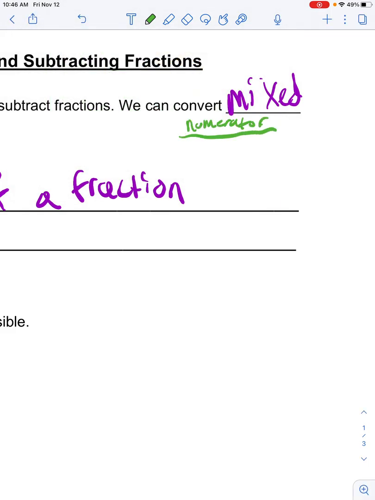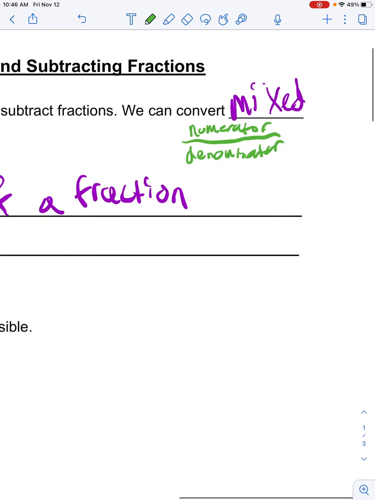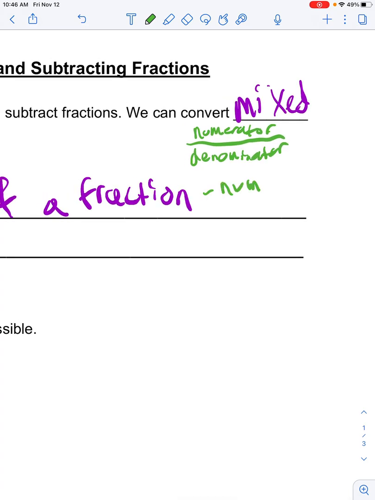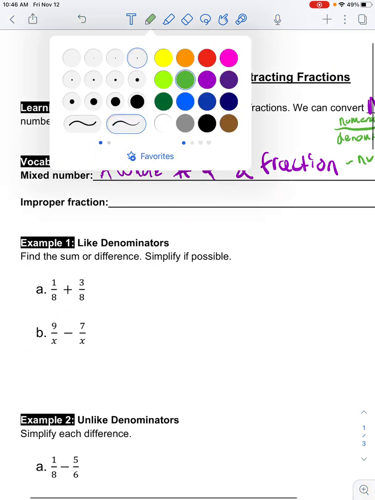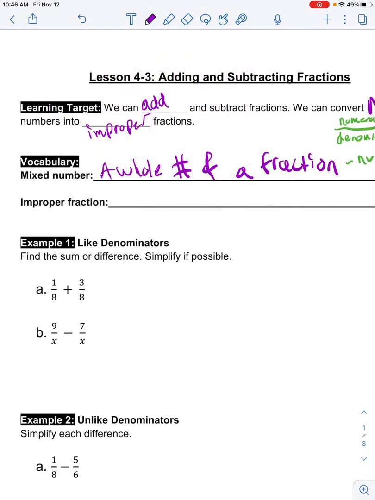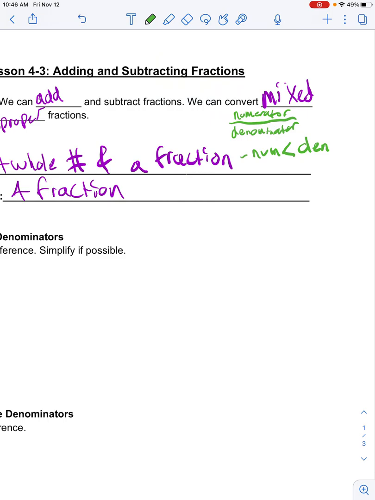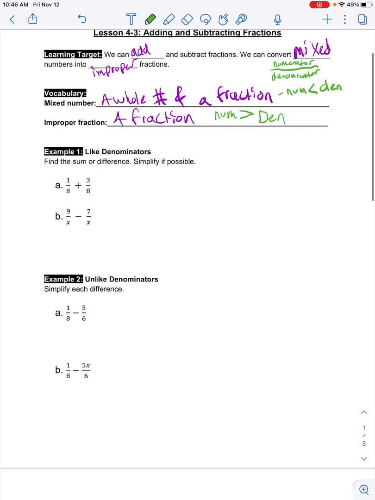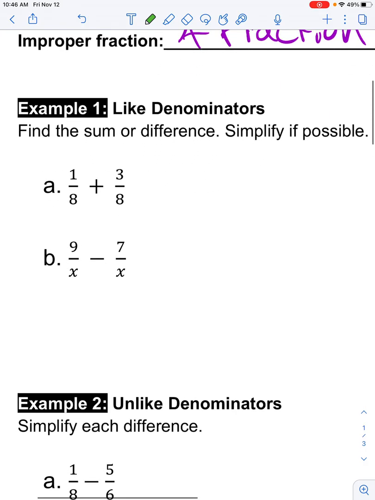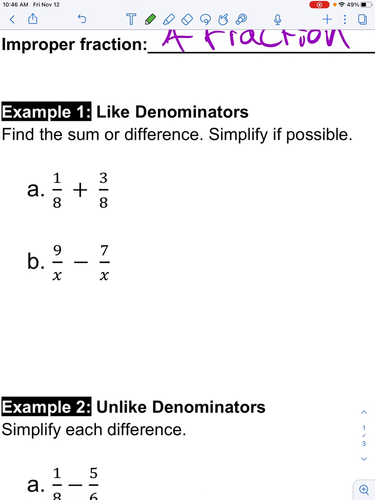Real quick, a fraction has the numerator on top and the denominator on the bottom. In a mixed number, the numerator of your fraction is always smaller than your denominator. Whereas an improper fraction is just a fraction, but your numerator is greater than your denominator. So you don't have a whole number in this case. We'll do some examples and get into it.